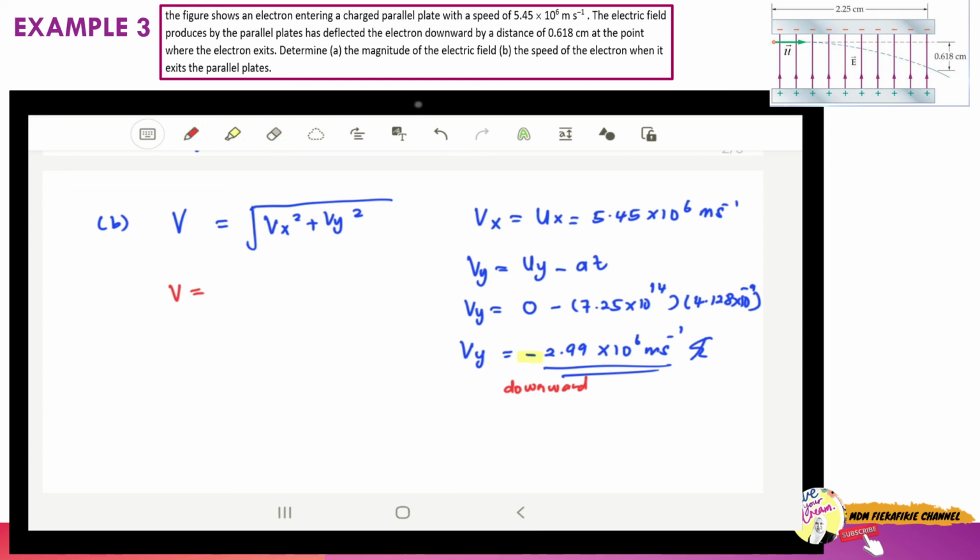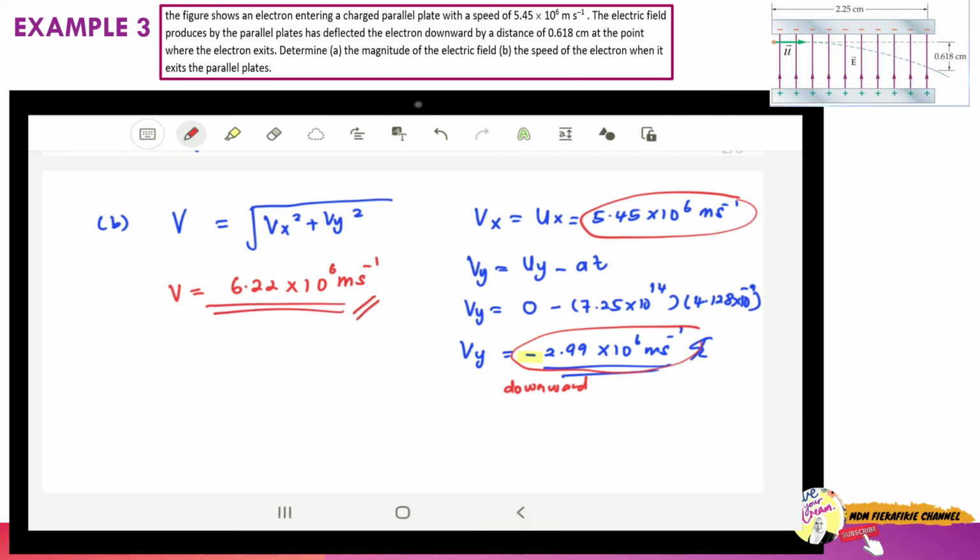Therefore, v is equal to, we can substitute vy and vx. Then you will get your answer. I directly write the answer. Just substitute vx and vy in this equation, vx squared plus vy squared, and take the square root, and v is equal to 6.22 times 10 power of 6 meter per second. So this is the answer.